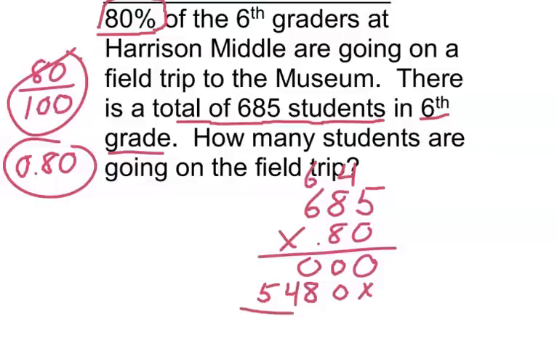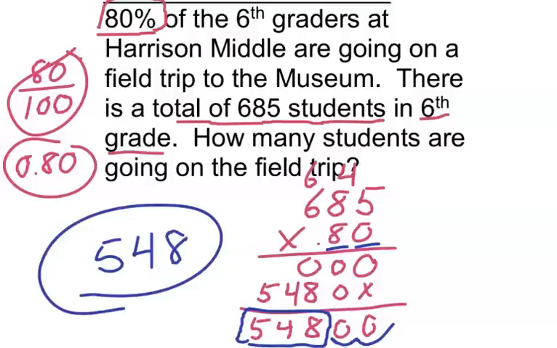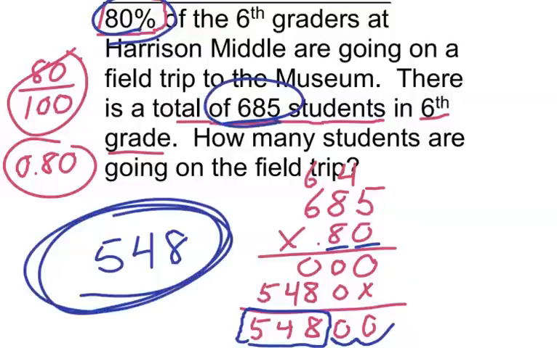Okay, so now we can go ahead and just add these. We have a 0 and a 0 and an 8 and a 4 and a 5. But how many decimals do we have to move over? 1, 2 places. So here's our answer. 548 students are going to the museum, right? So 80% of 685 is 548 students, because we just did the decimal of 80%, which is 0.80 times the total number of students. That's how we get that answer.